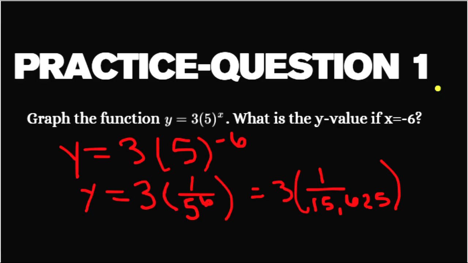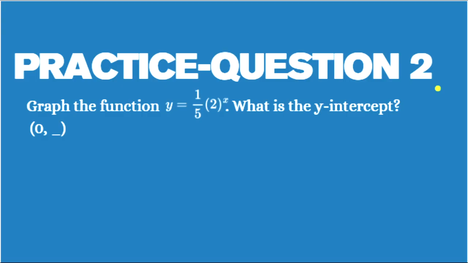Okay, so now we need to take 1 over 15,625, and we need to multiply that by 3. I don't think I did this right, but they say it's 0.000000192. Okay, I feel like I did this wrong, so you really should comment and tell me whether or not I got it right.